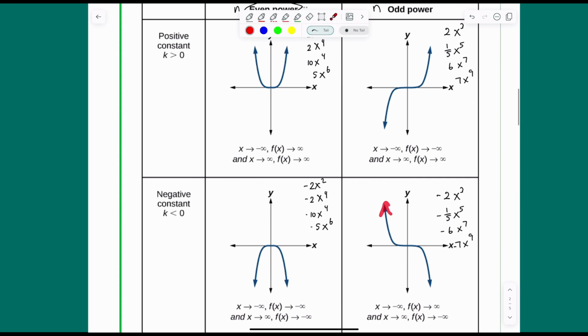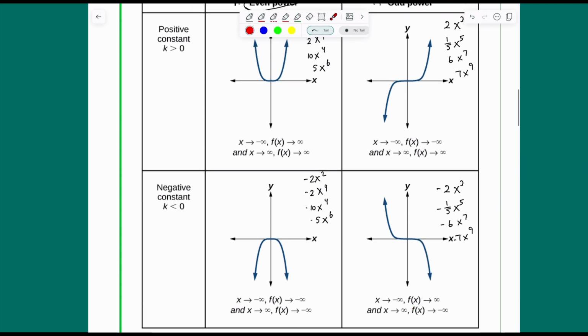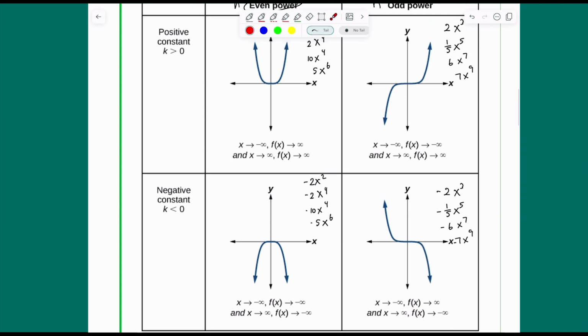Okay, and so to describe the end behavior, as x goes to negative infinity, what are the y values doing? Well, they're shooting up, meaning they're going to positive infinity. And as x goes to positive infinity, what are the y values doing? They're shooting down to negative infinity. You can see that by the graph. Okay, so that's called the end behavior.